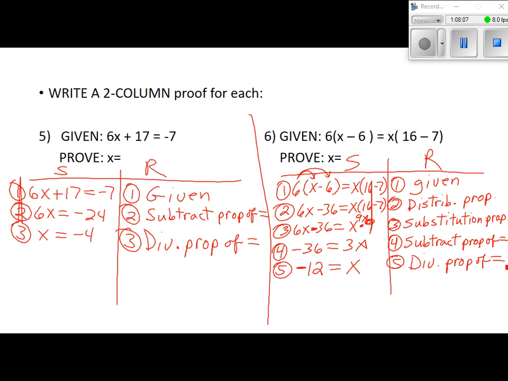Are we finished? No. They wanted an x equals some number, right? So what do we need to do to it? Flip it around. So x equals. Which property was that? I'm looking. Oh, symmetric property. All symmetric property does is switch the two sides. Now are we finished? Yeah.